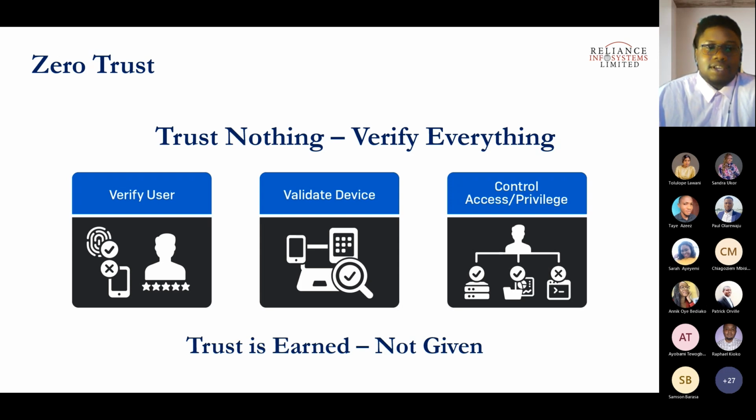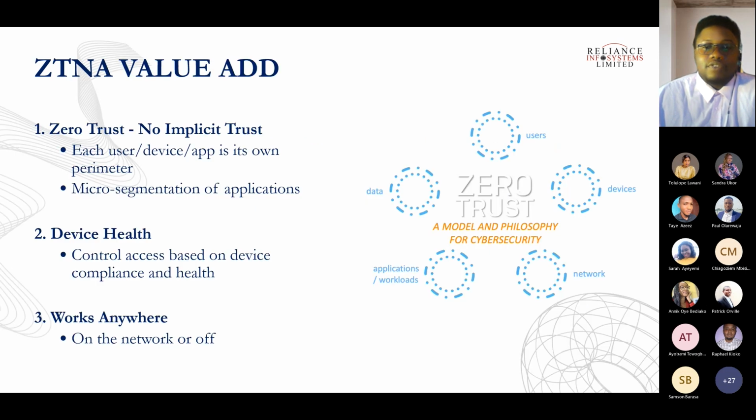So with all that being said, Zero Trust basically provides a lot of value to the organization. The first one would be it provides implicit trust, ensures that not only the user but the device that the user is using to connect, as well as the application that they'll be accessing, are being properly granted to them. It also provides micro-segmentation, ensuring that the user only has access to that specific application and nothing else. It also ensures device health, making sure that the device connecting to your environment is well secured.